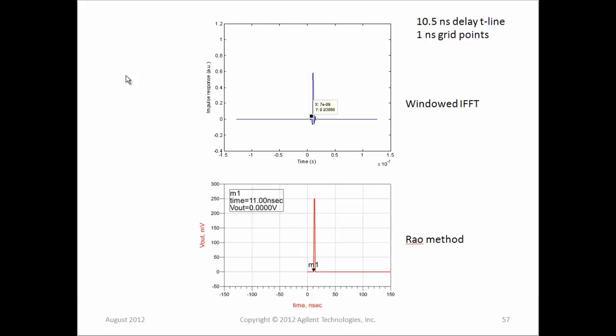So I really recommend this method if you're trying to get band-limited data into the time domain. This is really the way to go. And if you don't do this, you'll end up with the eye diagram, which is not correct.